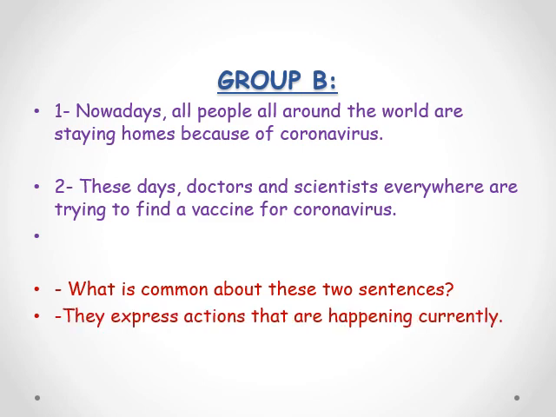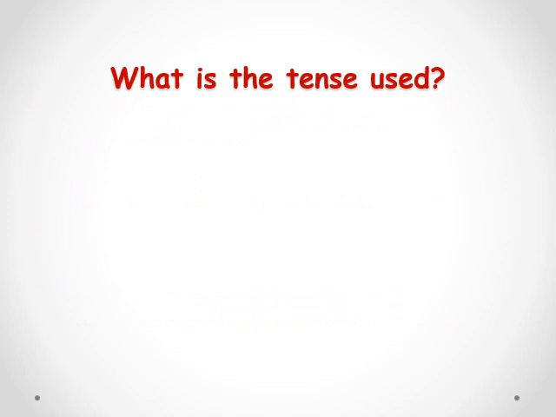They express actions that are happening currently. They are current actions, actions that are happening nowadays. I do not mean now at the moment of speaking, but rather I'm referring to actions that are happening meanwhile in this interval of time nowadays. So if I want to give a title for Group B, I say Group B express actions that happen or that are happening currently. So what is the tense used in both groups A and B?